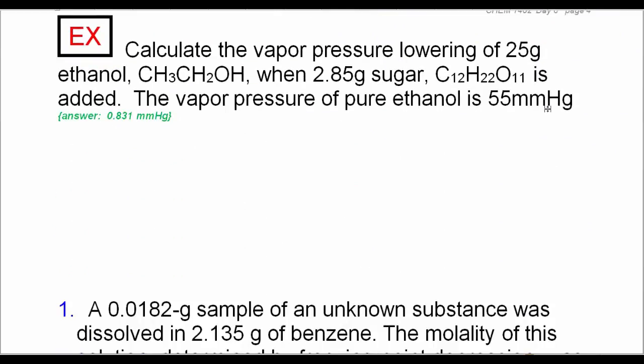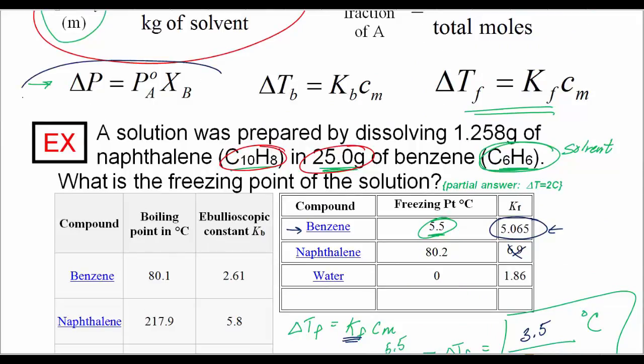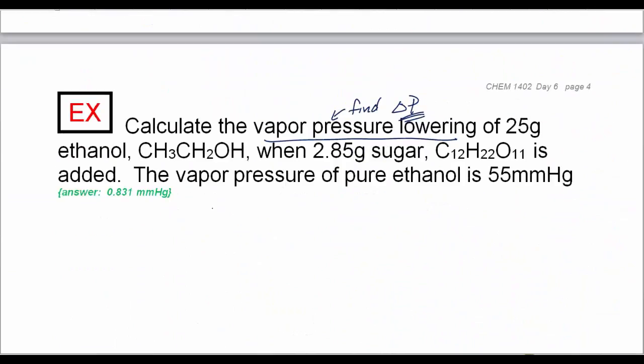Here's another one. Calculate the vapor pressure lowering of 25 grams of ethanol when 2.85 grams of sugar is added. Okay, they want the vapor pressure lowering. They don't want the new vapor pressure. They want the vapor pressure lowering. That means find delta P. How much was it lowered by? So find delta P and stop there. Delta P is right here: vapor pressure of the pure times the mole fraction of the solute. Now they say that vapor pressure of pure ethanol is 55 millimeters of mercury. So halfway there.